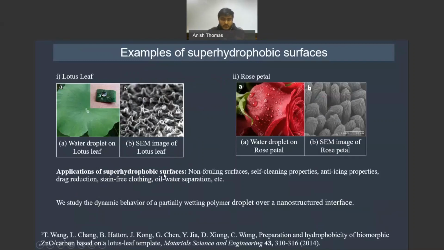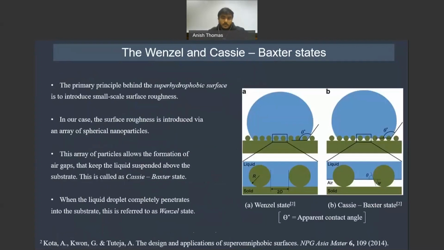Applications of superhydrophobic surfaces include non-fouling surfaces, self-cleaning properties, anti-icing properties, drag reduction, stain-free clothing, oil-water separation, etc. We study the dynamic behavior of a partially wetting polymer droplet over a nanostructured interface. Wenzel and Cassie-Baxter: the primary principle behind a superhydrophobic surface is to introduce small-scale surface roughness.